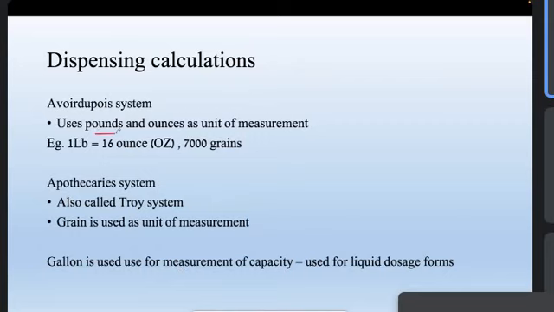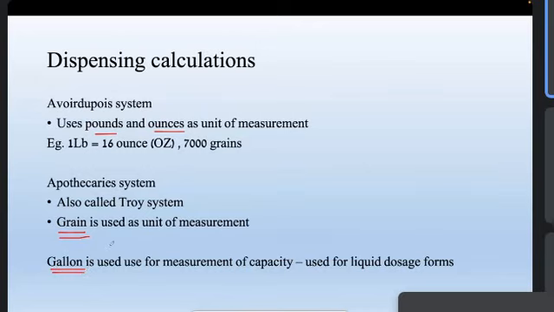it uses pounds and ounces as the unit of measurement. So it was not on the basis of grams or kgs before. So it was only pounds and ounces which were used. Apothecary system, they used grains as the unit of measurement. They also used gallon for the measurement.